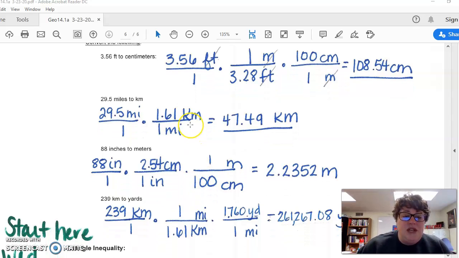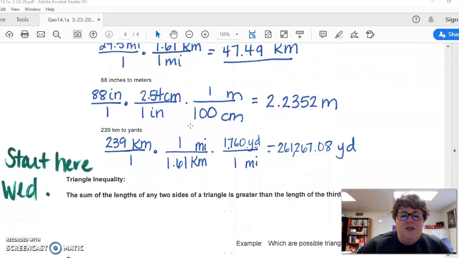The second one, 29.5 miles to kilometers, we had a straight conversion, so we could go there. And then the other 2, you can see we did not. So we went from inches to centimeters and then centimeters to meters and then kilometers to miles and miles to yards.